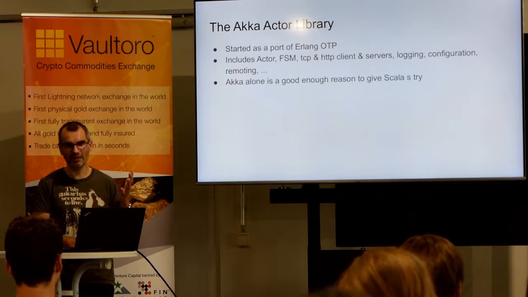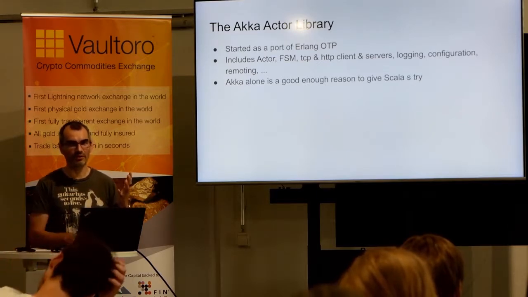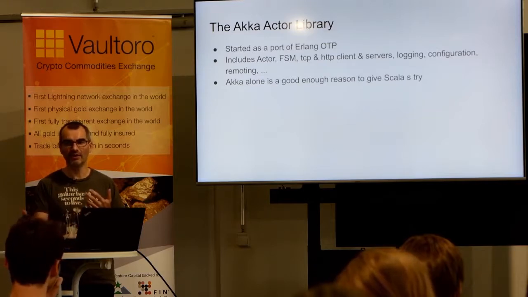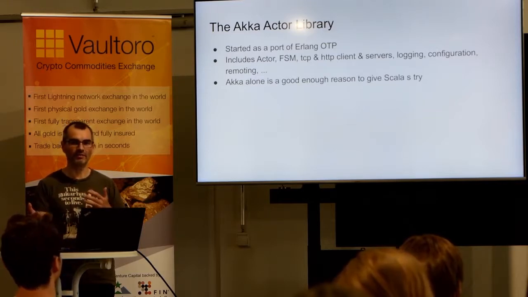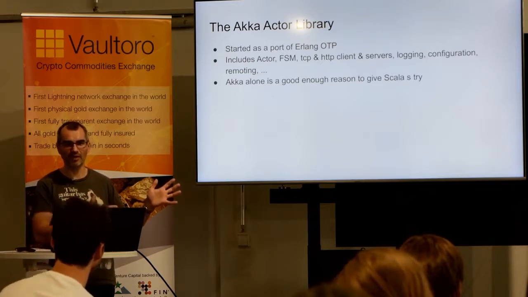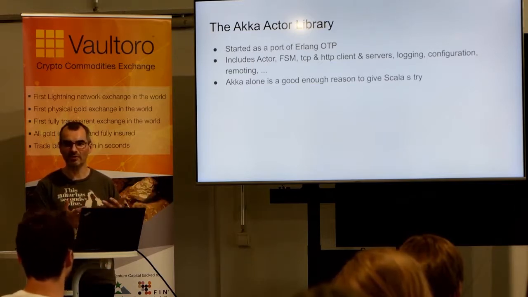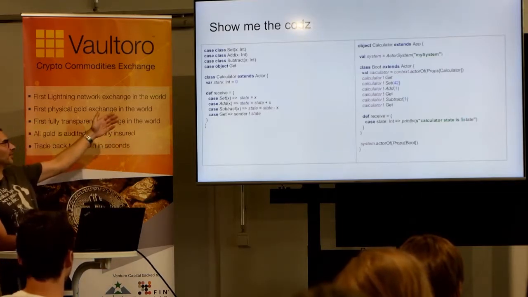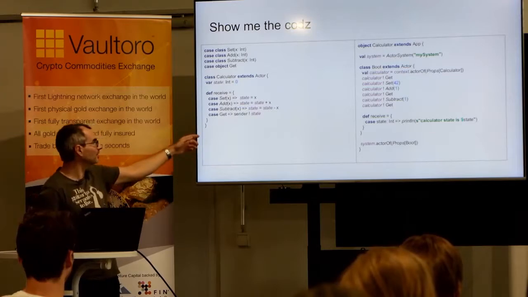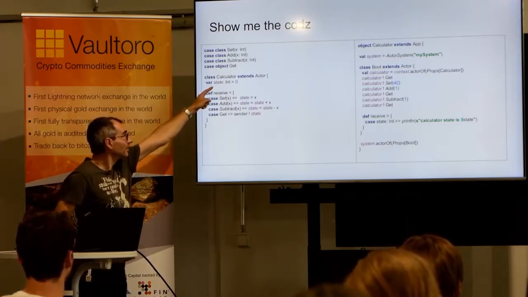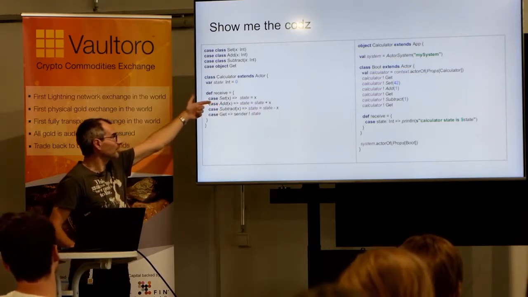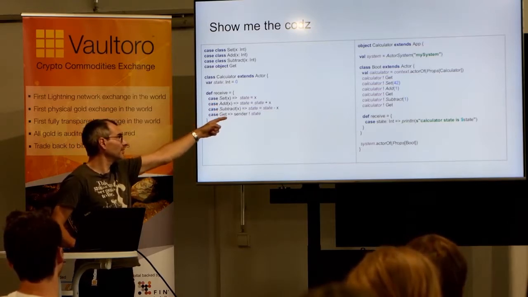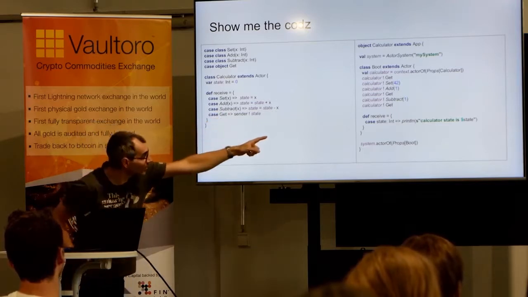It has lots of really good things, and it really works well. I would say that Akka alone is a good enough reason to give Scala a try, because if you have concurrency issues, seeing how it's solved with Akka and the actor model is, I think, quite interesting. You learn a lot. So this is a basic example of an actor. It does some simple calculation. This is your state, and you can set it. But if you send a message, you can add something to it. You can subtract something from it, and you can get the state. And this is how it's used.